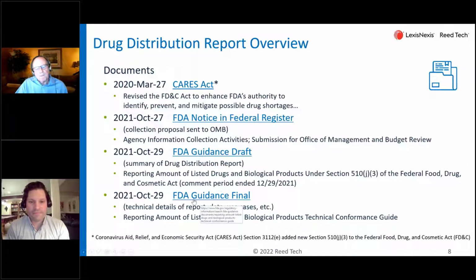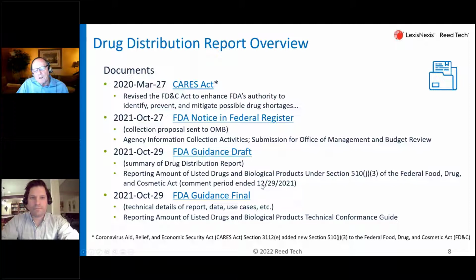There is a parallel document that was actually released as a guidance for industry document, but that is final. This parallel document deals more with the technical details. They call it a technical conformance guide, and it's very valuable for the actual details down in the weeds of preparing the report. Interesting, that was rolled out as a final guidance, whereas the other draft guidance is still in draft. I checked this morning, and the final has not yet come out.